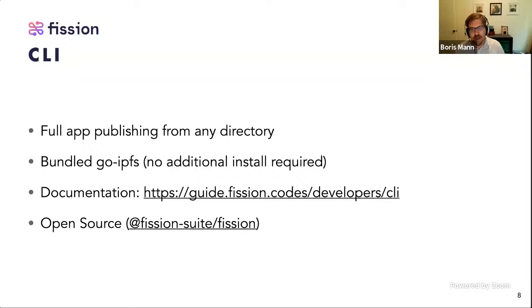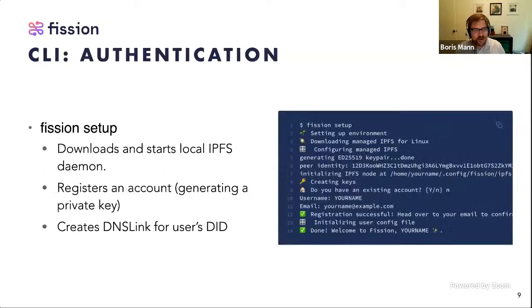Install it and go ahead and do a Fission setup. It'll download from IPFS, an IPFS daemon and set it up for you. We've got lots of emoji, which is always important. It will generate a private key for you locally. So just like your GitHub or other SSH keys that you might have. And then a DNS link for the user's DID.